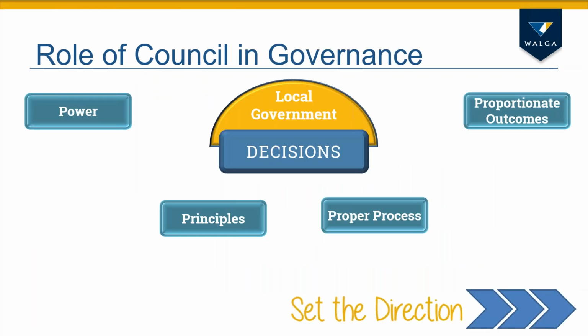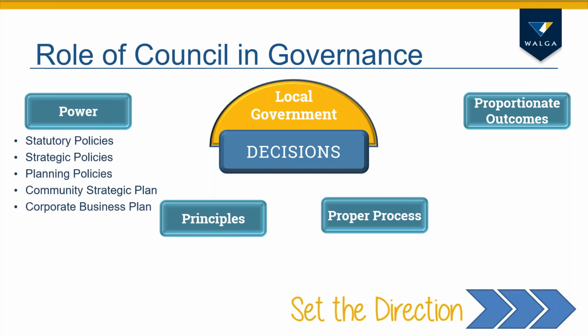Elected members working together as the council are responsible for setting the direction of the local government, and the direction-setting decisions are the strategic decisions that form the governance framework. In this slide, we've collated some examples of the types of strategic decisions aligned with the Integrity in Decision-Making framework. With respect to power, you have statutory policies, strategic policies, planning policies, community strategic plan, and the corporate business plan.